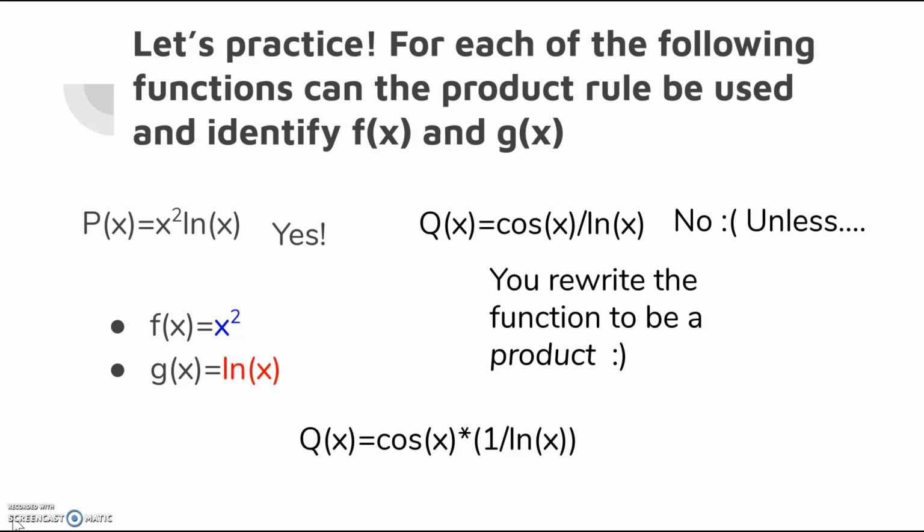But in our bottom equation, it's much easier to see f of x and g of x, or that the first function is cosine and the second function is 1 over ln of x. With this information, we can definitely use the product rule to solve this second example. Let's actually try solving a problem.